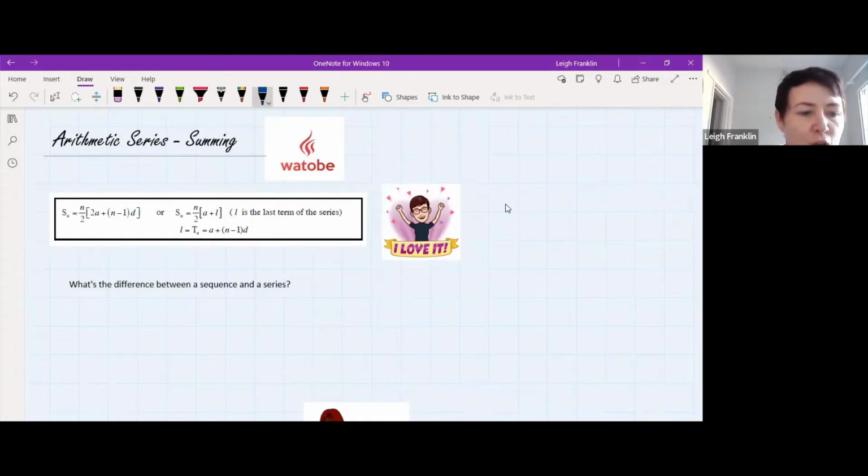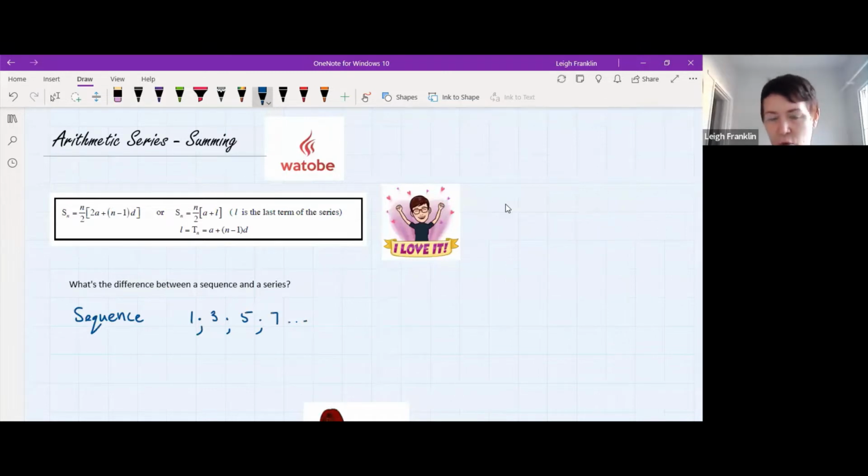Okay, excellent. So a sequence, just as you had said, when we talk about an arithmetic sequence, for example, if I have a sequence that goes 1, 3, 5, 7, etc., that's a sequence. A series is where, as you had said, we are going to be adding the terms together. So 1 plus 3 plus 5 plus 7. So that's the difference.